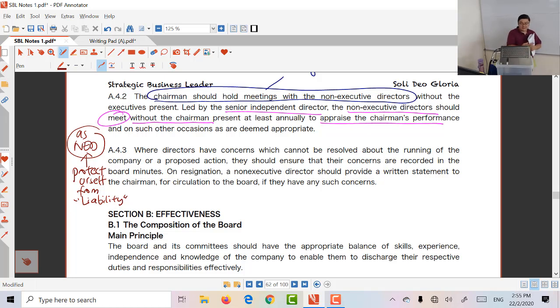We did discuss some of the issues here, but I'm just going to write it down since we are here. See, the court tells us, when directors have concerns that cannot be resolved about the running of the company or a proposed action, what do you mean by concerns that cannot be resolved? Meaning something that you oppose.